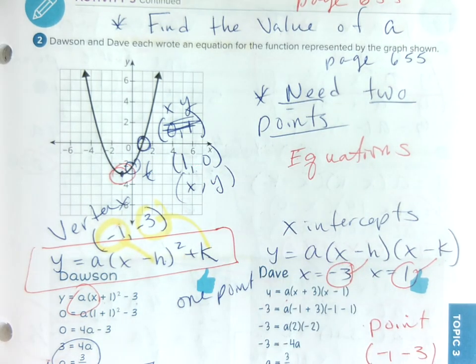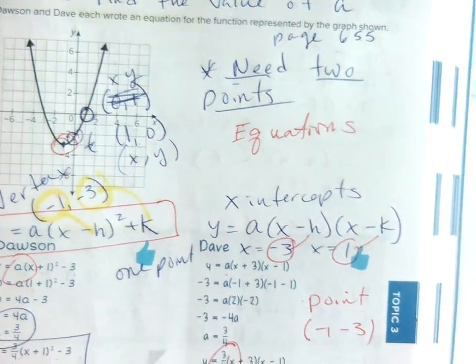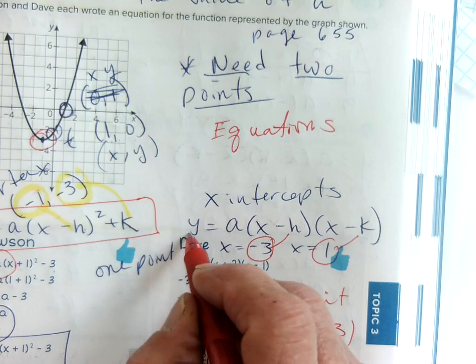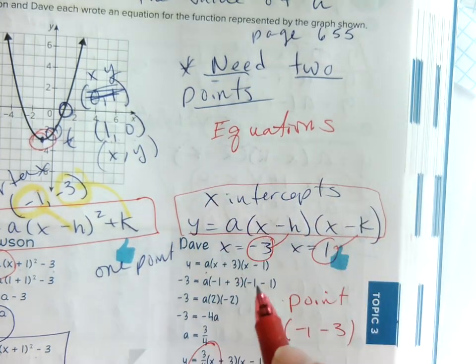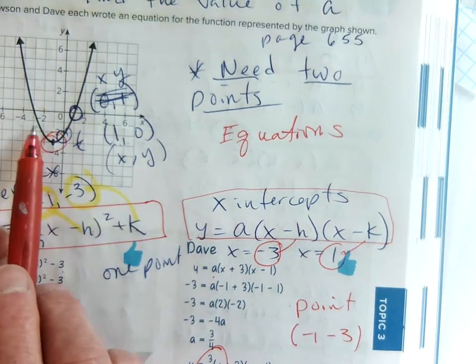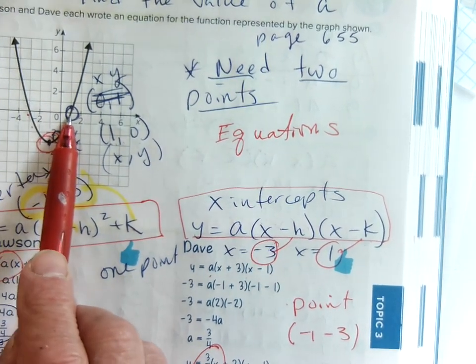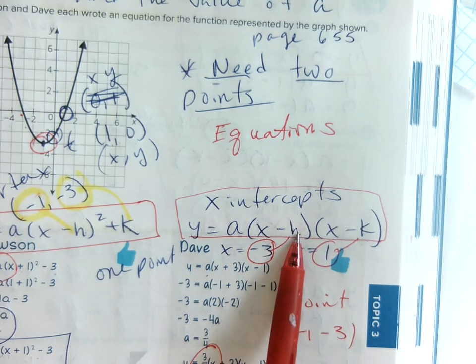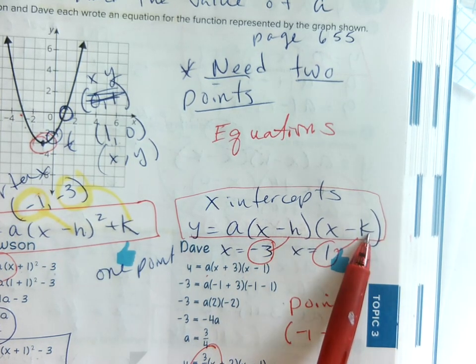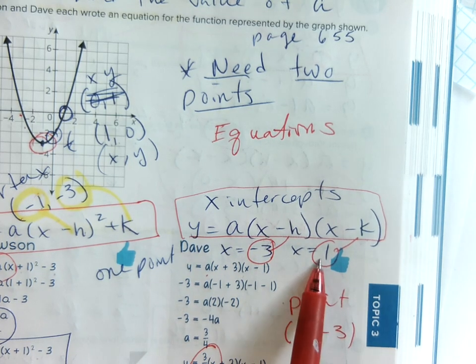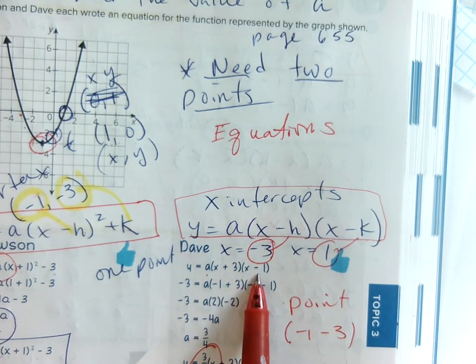Now, Dave did it a little bit differently because we know the x-intercepts. So we have another formula, the x-intercept formula. So we got 2 formulas we can use. And we know the x-intercepts. One is at -3, the other is at +1. So I'm going to take my -3 and plug it in for H, my 1 and plug it in for K. So I'd have an x minus -3 or +3. And I'd have an x minus 1, okay?